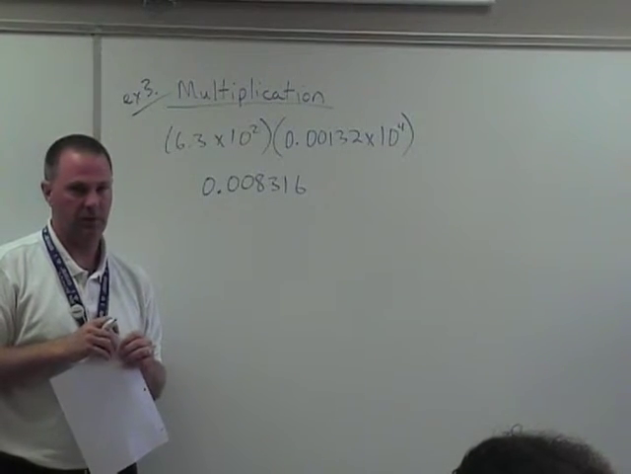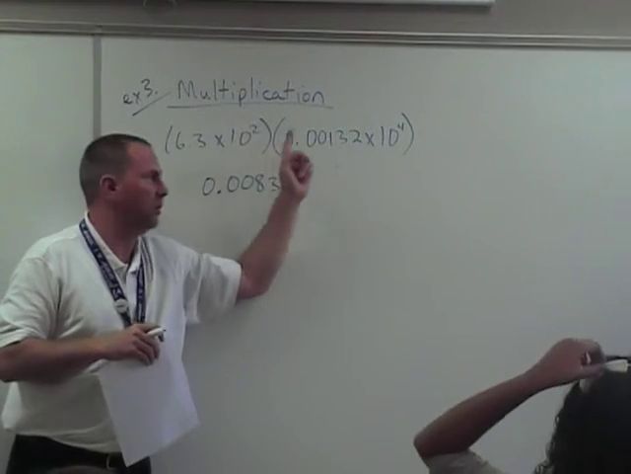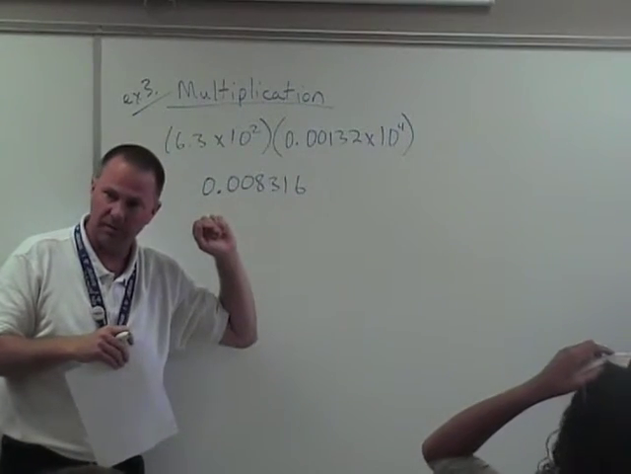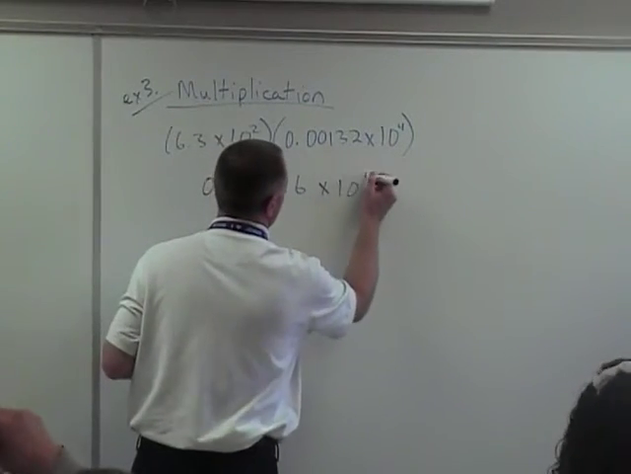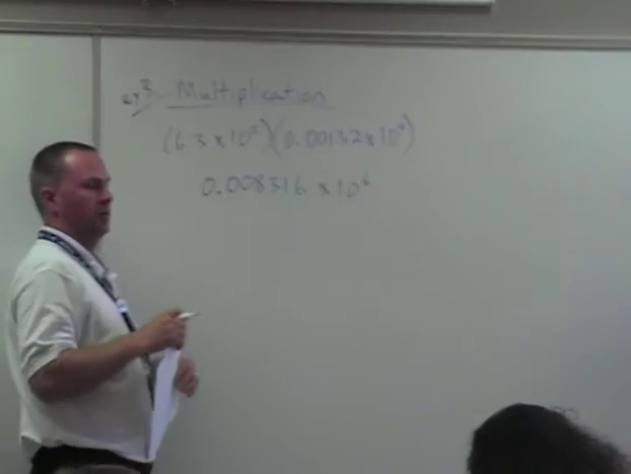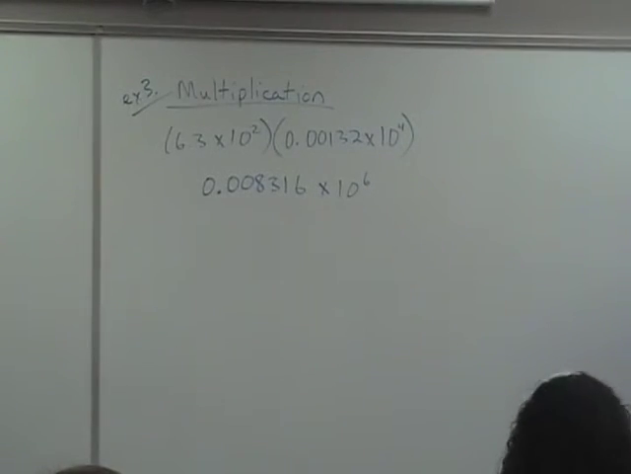Now, you still have these 10s to multiply together. Aren't they like bases? What do you do when you multiply like bases? Add them. So what do you get? 2, 6. Okay. Great. We're back at where we were over here.